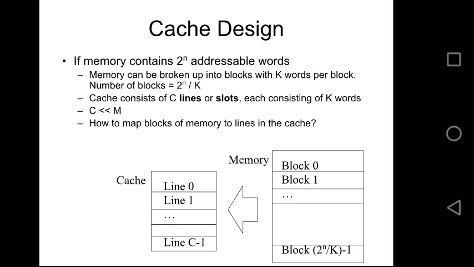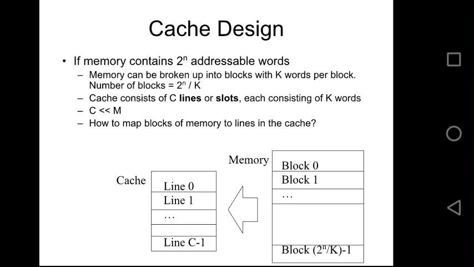Hi all, today we'll discuss some more information about the cache. All of you know that cache memory is really the fastest memory and it follows the principle of locality of reference. So the locality of reference is of two types. One is temporal locality of reference, another one is spatial locality of reference.